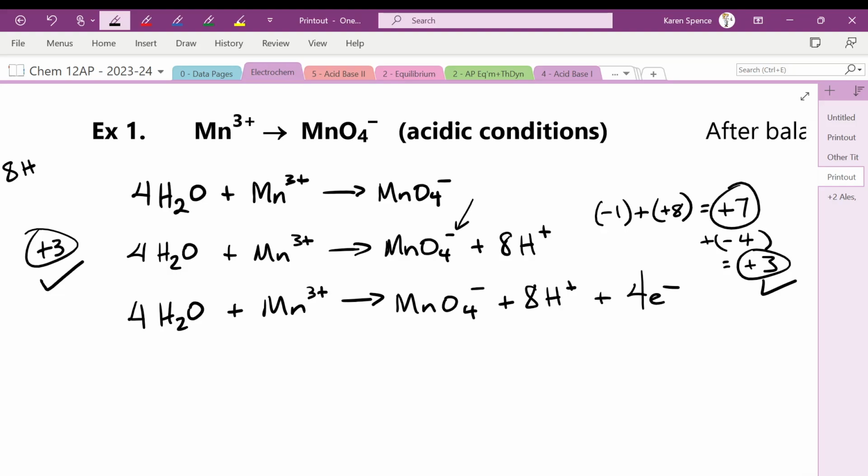Why would more electrons come from the lower charge side than the 4 H plus? Because the electrons are going to the other substance in the other half reaction. All right.